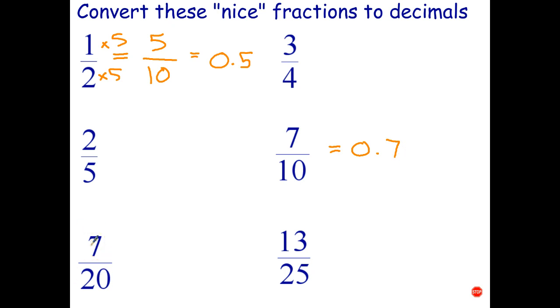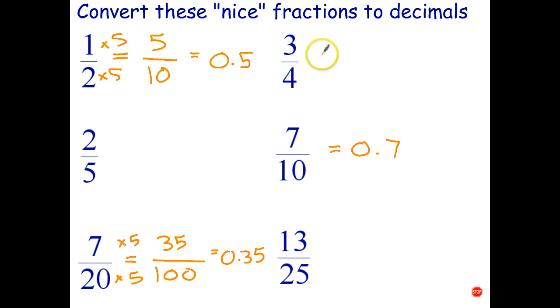Finally, what about 7 over 20? Well, I can't convert 20 into 10, but I can convert that into 100. It's a nice fraction because 20 times 5 is 100. And 7 times 5 is 35. And 35 over 100 is 0.35. Okay, I'd like you to have a go, please, at the remaining 3 questions.